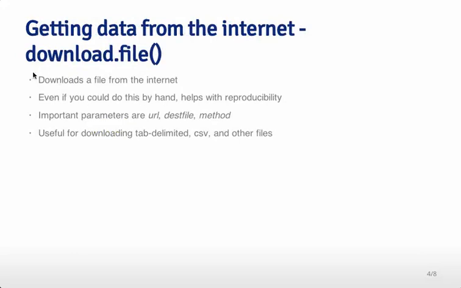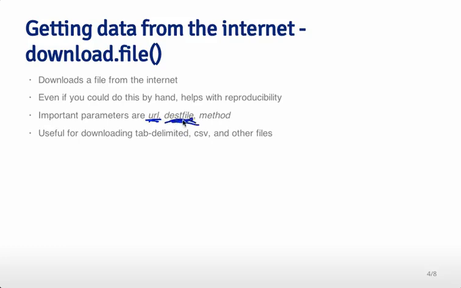The main way that we get data from the internet, if we're talking about files, is with the download.file function. The download.file function downloads a file from the internet. You can do this by hand, of course. You can go to the website that you're interested in and click and press download. But if you do it by using download.file, it'll actually improve the reproducibility. If you've taken that class, you'll understand what I mean by that. And if not, you can imagine intuitively, it's easier to keep track of everything that you've done if you've included the download process as part of your script. The important parameters are the URL, so that's the place that you're going to be getting the data from.